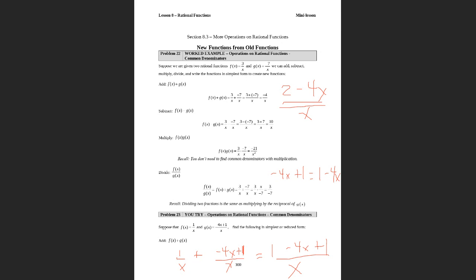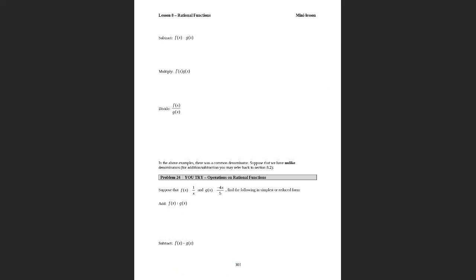Or you could factorize this. You get 2 out, 1 minus 4x, like that. Oh, 1 minus 2x, sorry. 1 minus 2x. Sorry about that. 1 minus 2x. Okay? Now, what about when you're subtracting them?